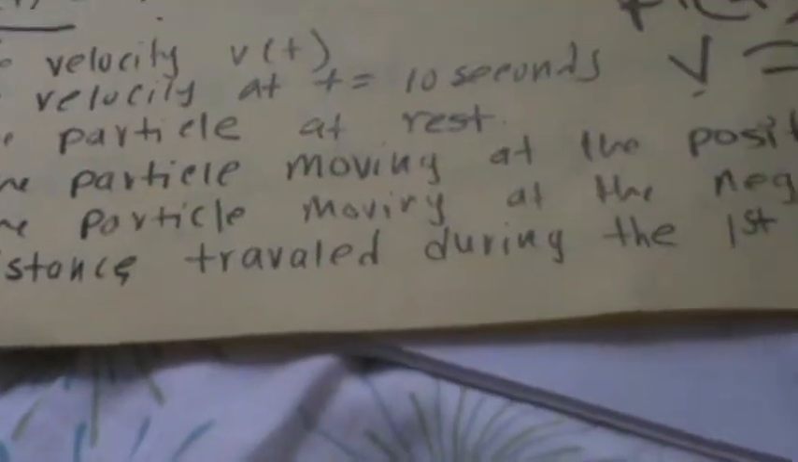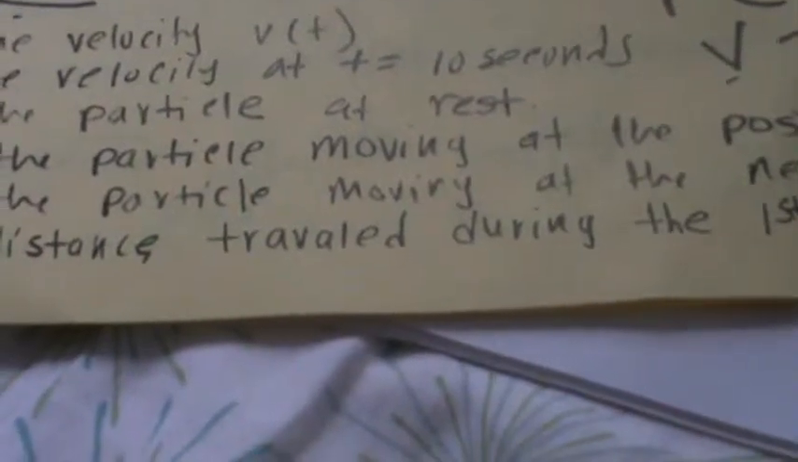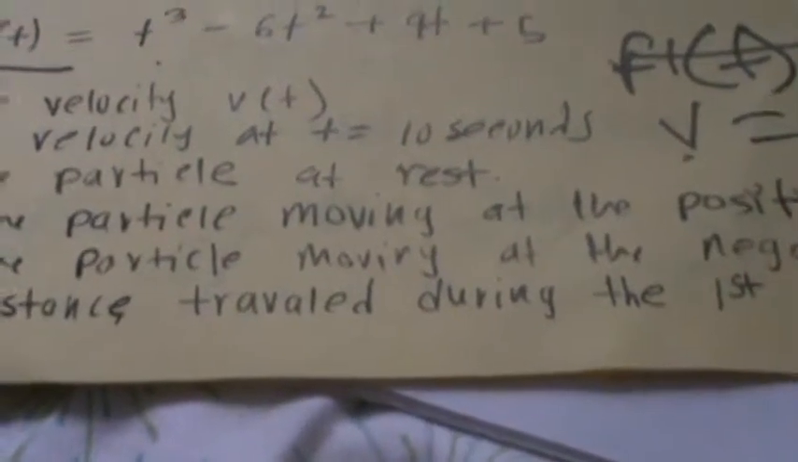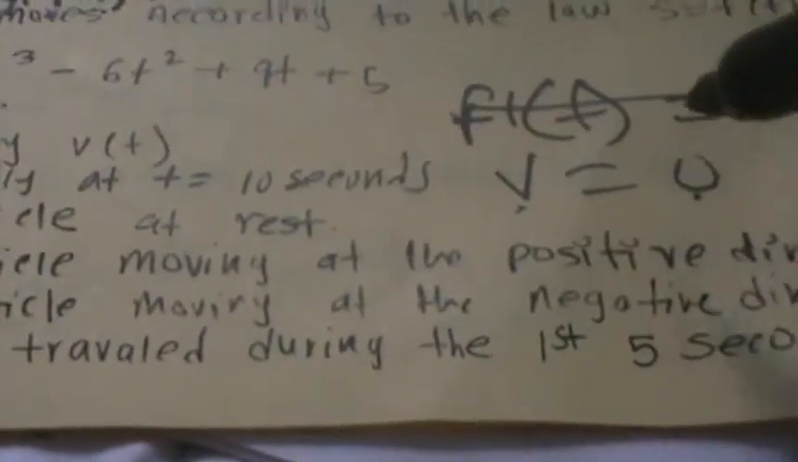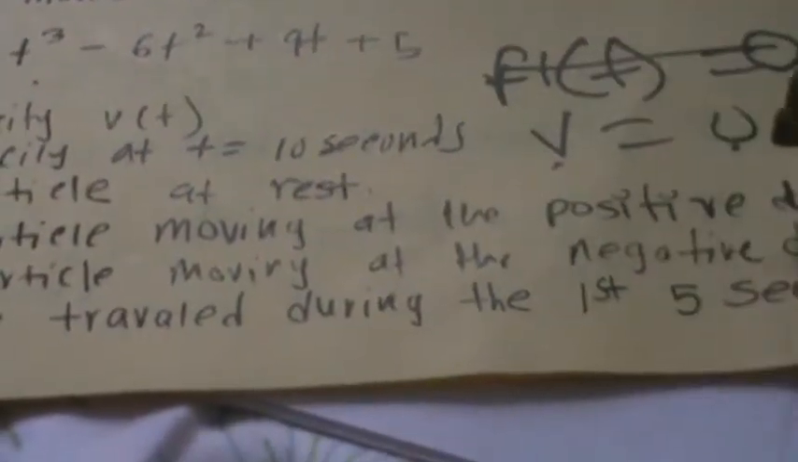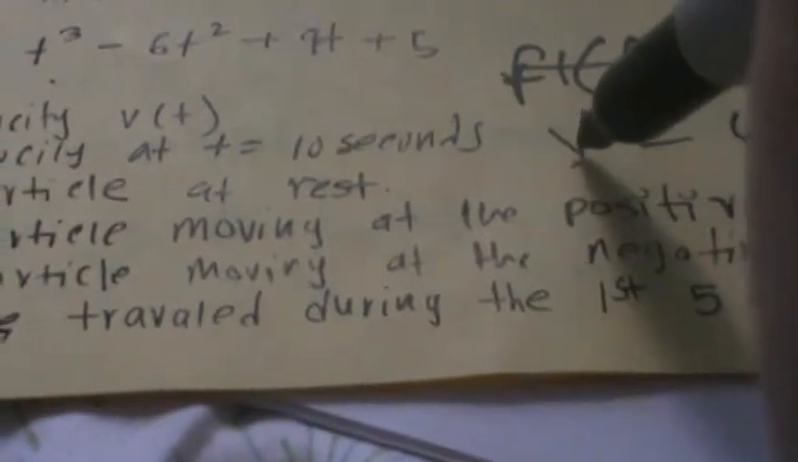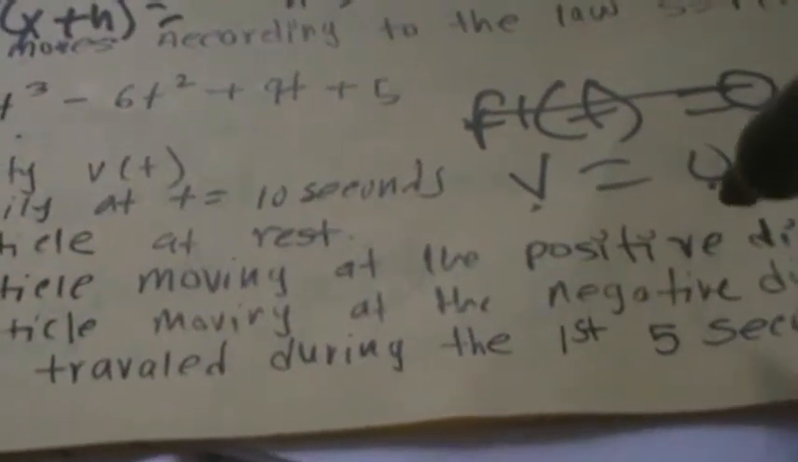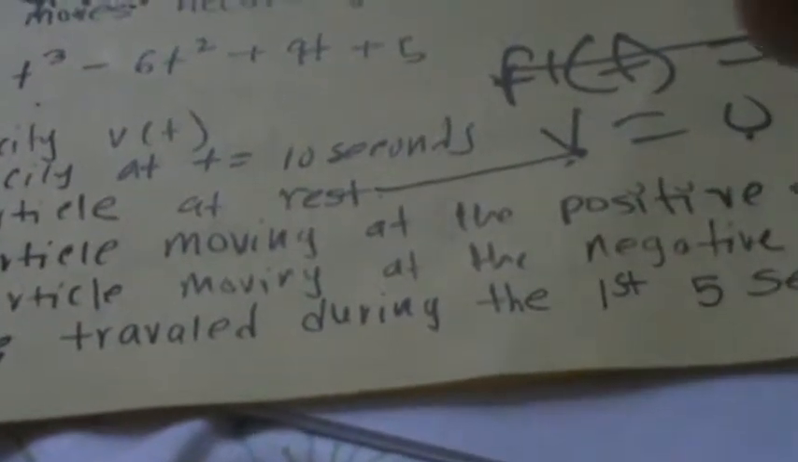One is the particle moving in the positive direction, and one is the particle moving in the negative direction. Once you set v equal to 0 and you solve for t, one of the answers is going to be negative and one of the answers is going to be positive. So use the positive answer to state when it's moving in the positive direction, and use the negative answer from part C to find out when it's moving in the negative direction. Like I said, once you set v equal to 0 and you find your time, you will find two times, because this is going to be a quadratic equation. One of the times is going to be positive and one is going to be negative.